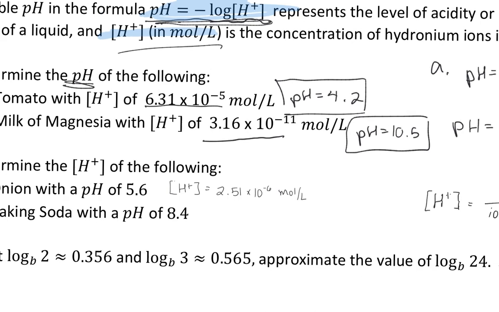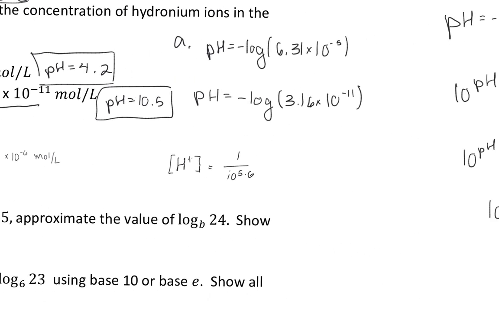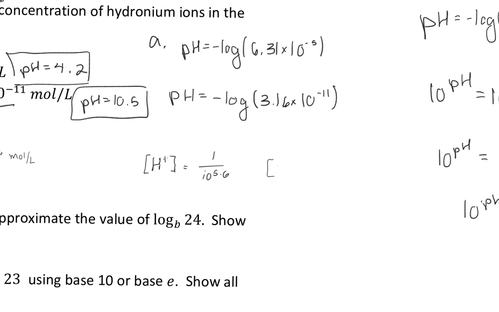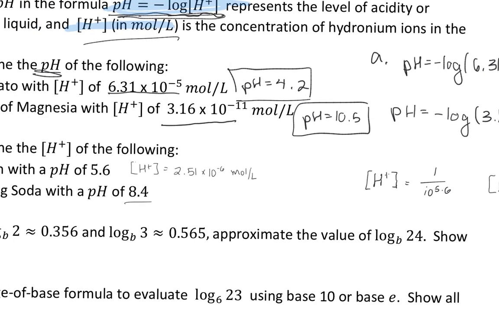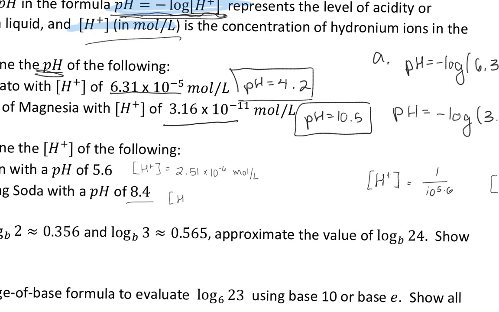Going on to the next one, we have baking soda with a pH of 8.4. So this is just going to be given through the same formula. H plus is equal to 1 over 10 to the 8.4. And plugging that in is going to give us a value of 3.98 times 10 to the negative 9. We want to make sure our units are right, so we're going to include those as well. There we go, perfect.